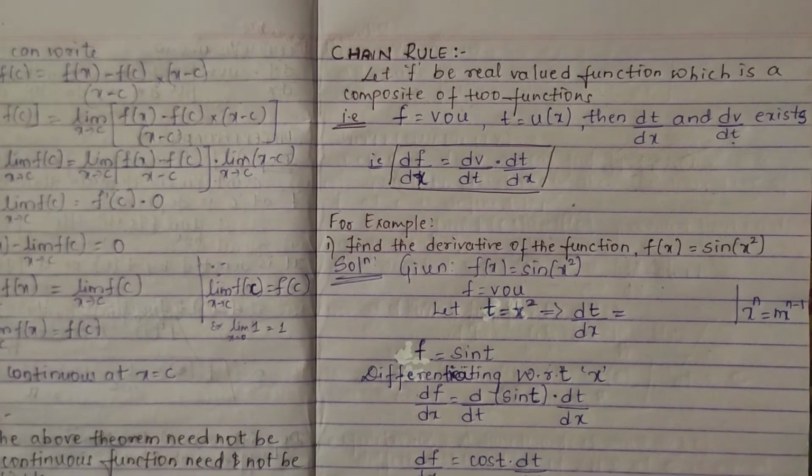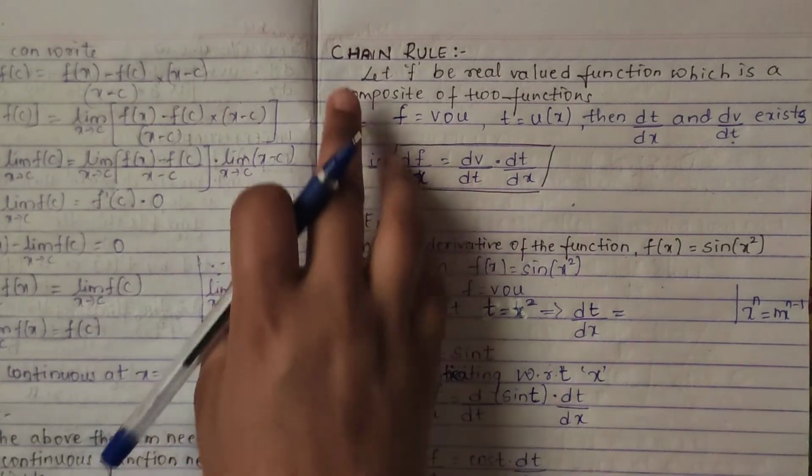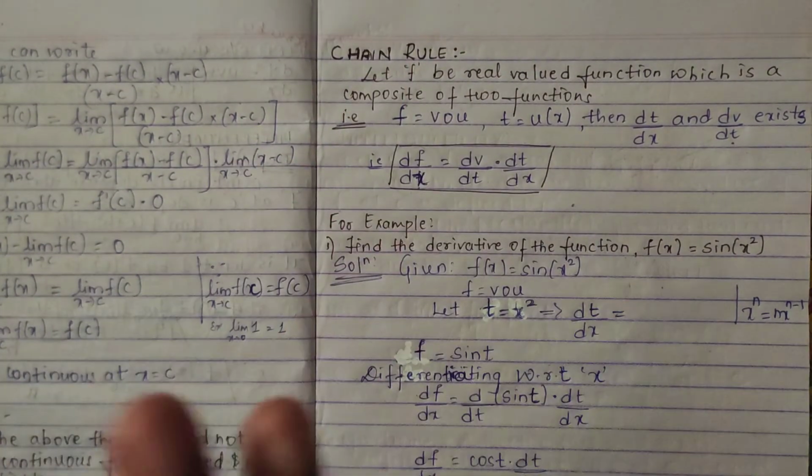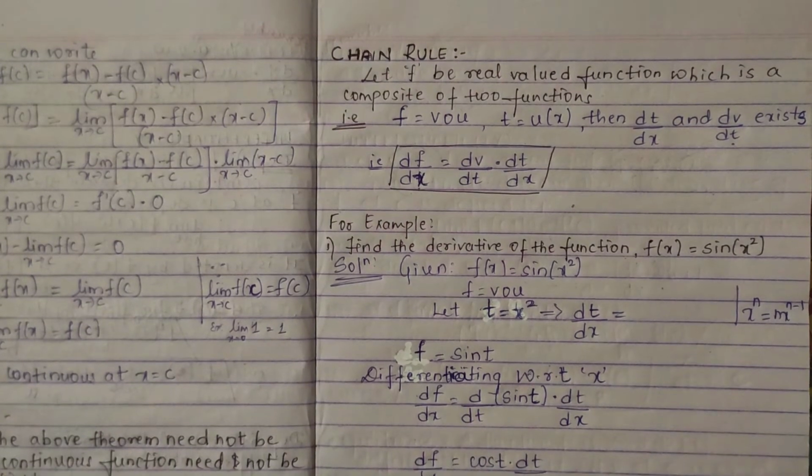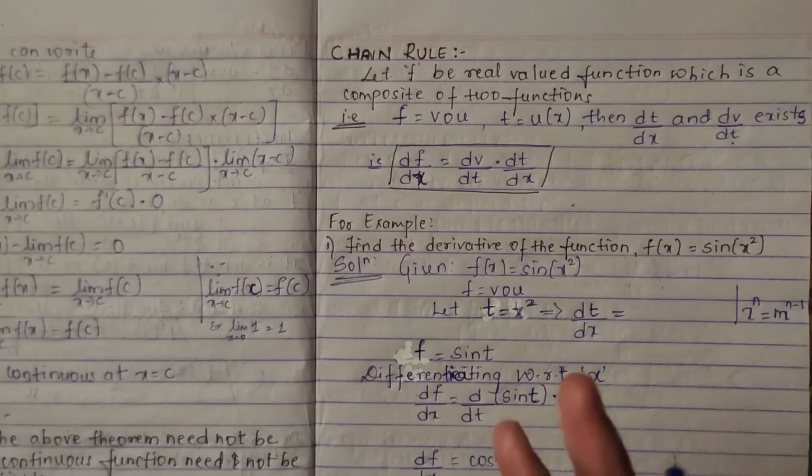So we're going to start with our next part. Now I'm showing you what the chain rule is. It is not any formula or anything. Chain rule is just a method for solving when the functions are a composite function.